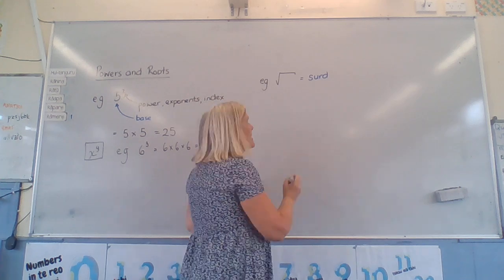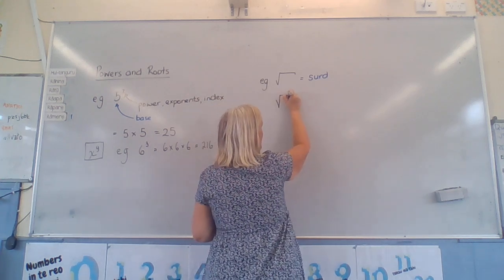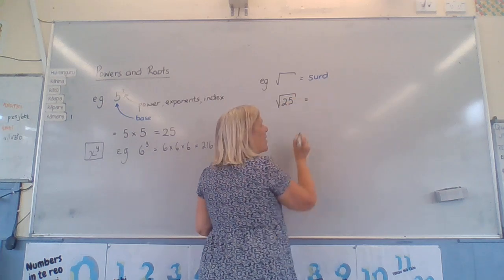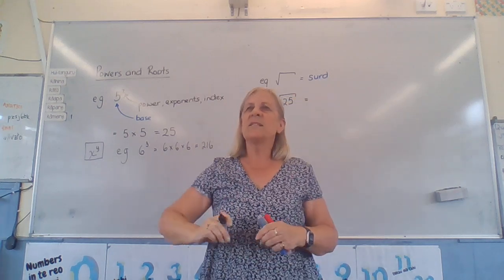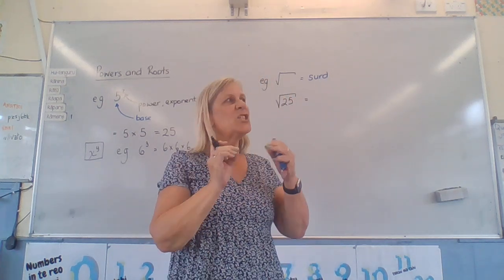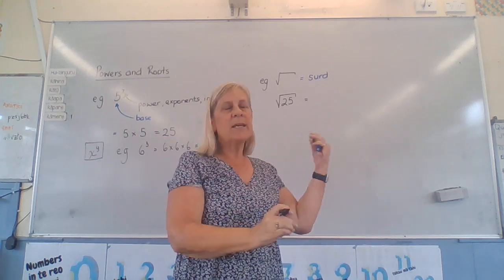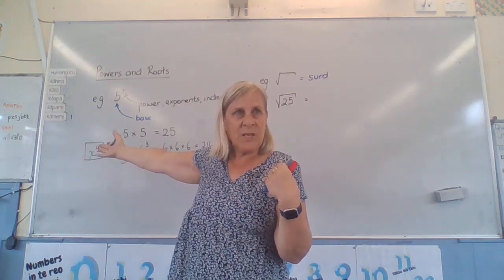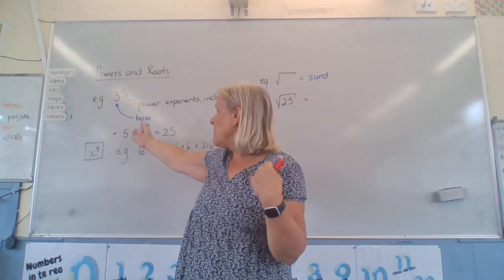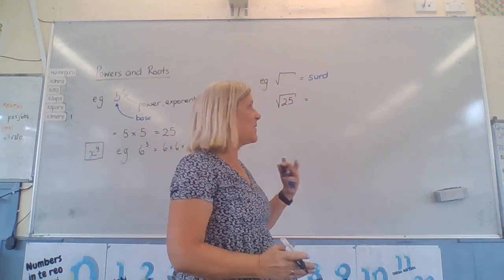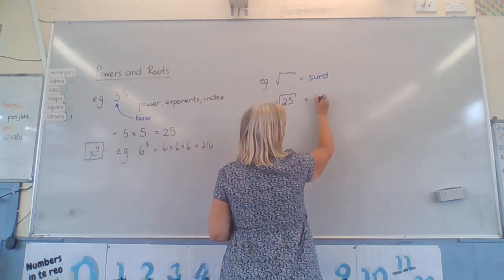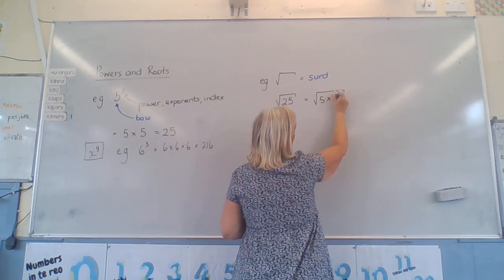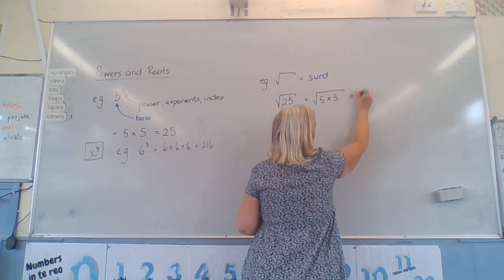So, as Ollie said, if we just have this sign here and a number underneath, what we are asking for is what number times itself gives us 25. We just worked it out over here. 5 times 5 equals 25. So we know that the answer to this is 5.